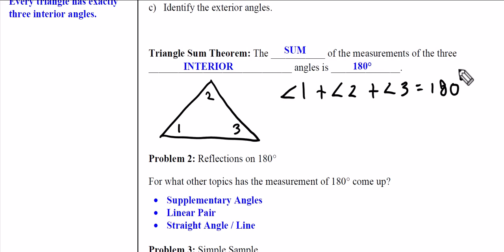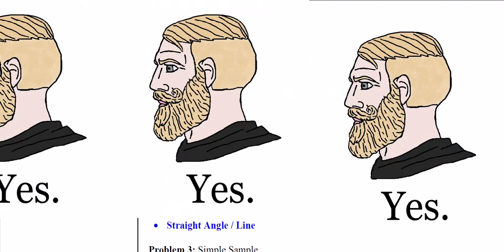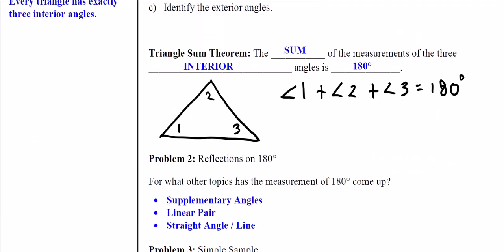Is that true for every triangle, Mr. Over? Why, yes. What about a right triangle? Yes. Scalene? Yes. Obtuse triangle? Yes. What about an acute triangle? Yes. Any triangle, by definition, the 3 angles add up to 180 degrees.